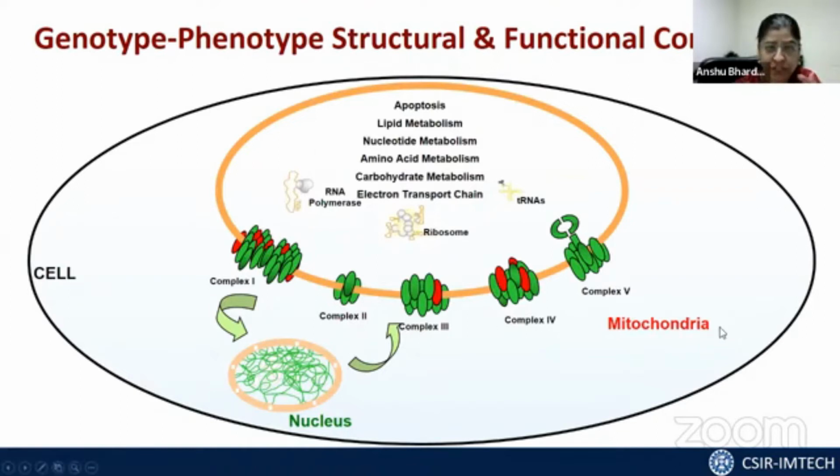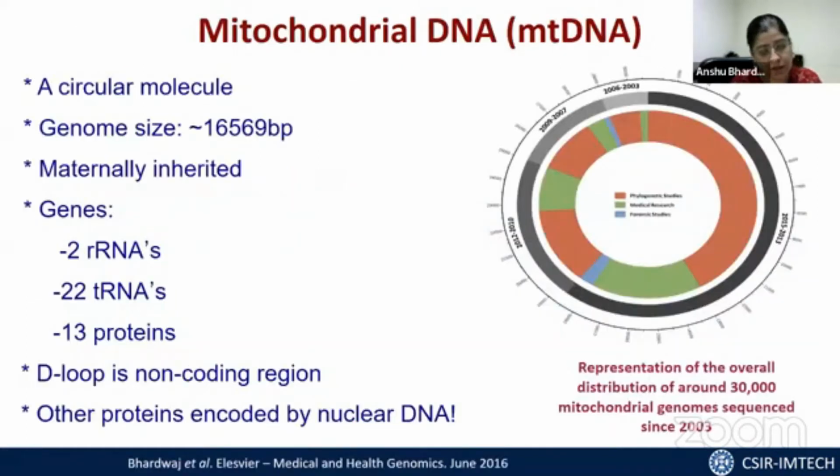And it is not just the energy metabolism. Mitochondria is involved in practically all central metabolic pathways in the cell, making it an extremely critical organelle. And given that this organelle has its own DNA, it makes a very strong case to look at what mutations in mitochondrial DNA might lead to disease phenotypes.